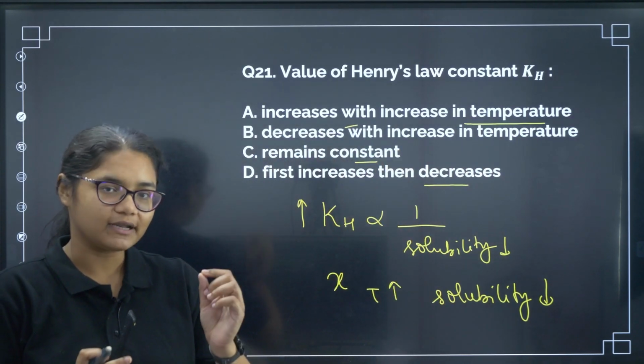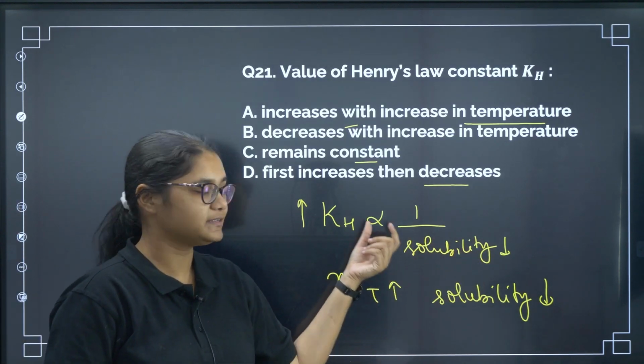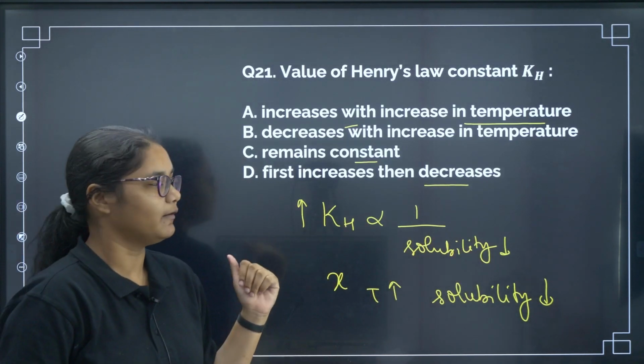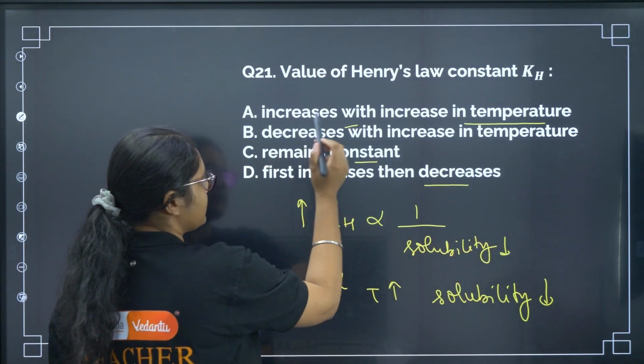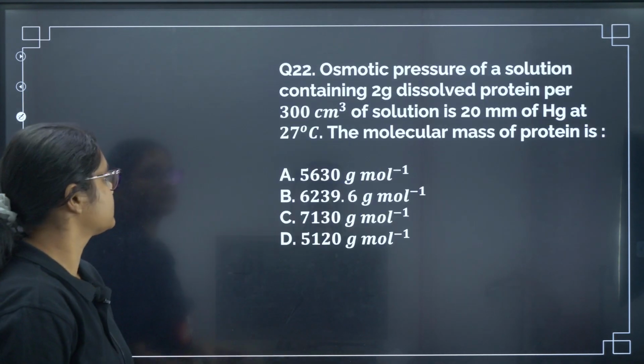So when we increase the temperature, solubility of the gas decreases. If the solubility of the gas decreases, the Henry's constant will increase, right? So that is why it increases with the increase in temperature. Option A is correct. Next question.